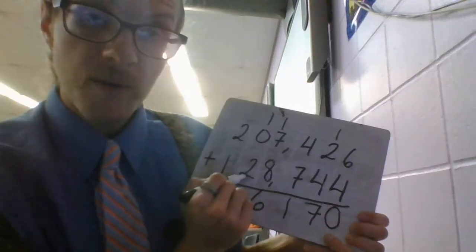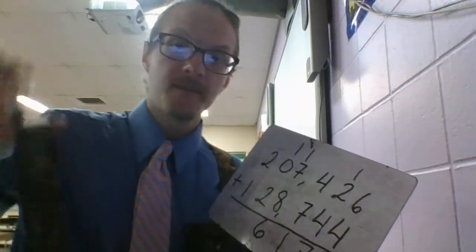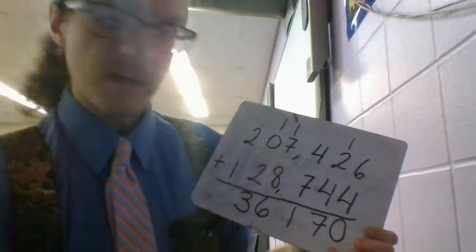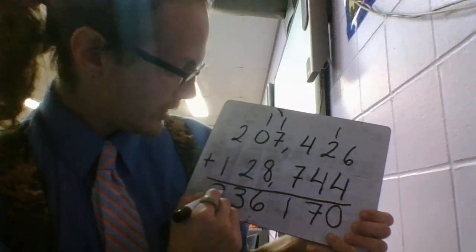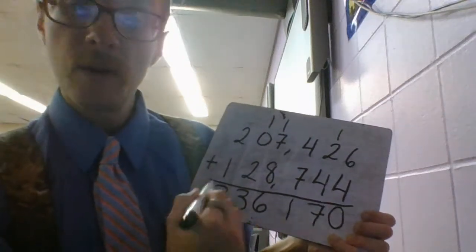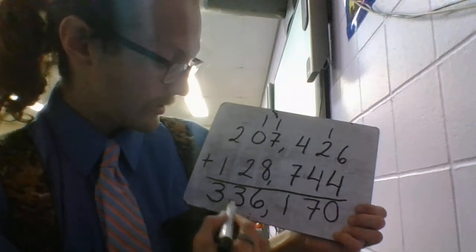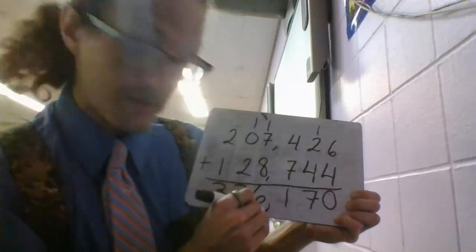0 plus 2 is 2. Because if you have no oranges and I give you 2 oranges, now you have 2 oranges. Plus the 1 that we brought over is 3. 2 plus 1 is also 3. Where do we put our commas? 1, 2, 3, comma. 1, 2, 3. So our answer is 336,170. Good.